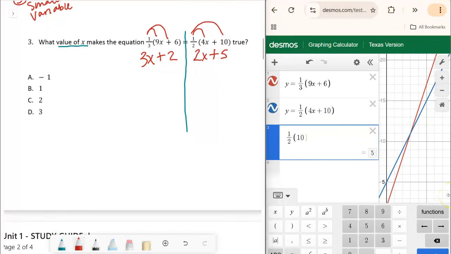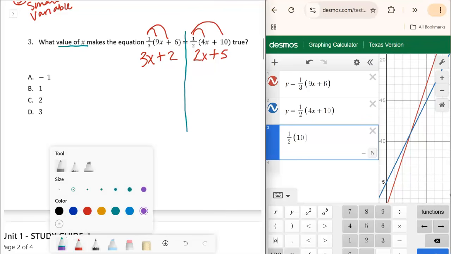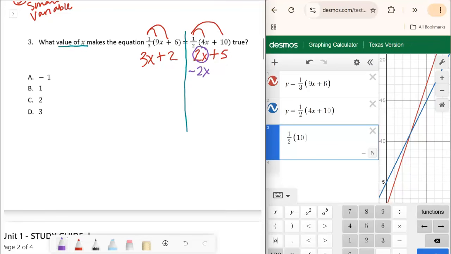Step number 2 is combine like terms. There's nothing to combine, so we move on to step number 3, which is move the smallest variable. The smallest variable is 2x, so minus 2x, minus 2x. That gives me a positive 1x. Bring down the plus 2 equals the 5.